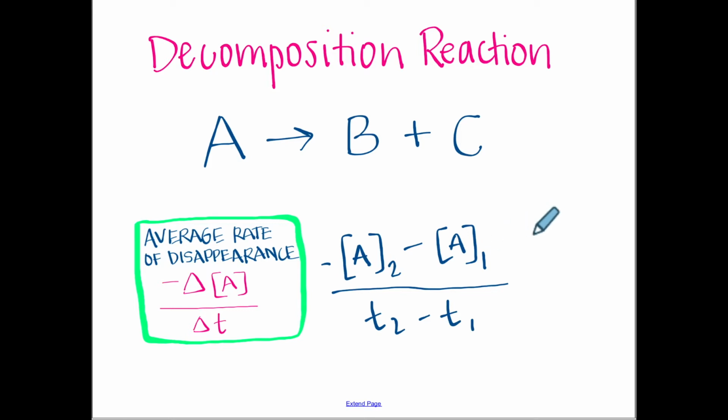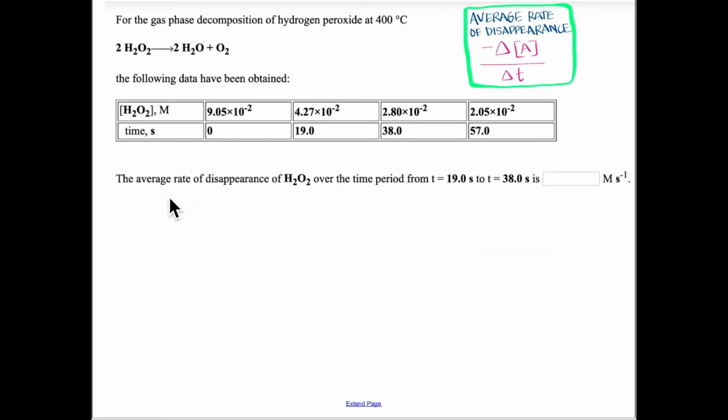The units for our molarity and the units for time can be seconds or minutes or hours, depending on the data you're given. So for this specific problem, it's asking us to find the average rate of disappearance of the hydrogen peroxide over the time period from 19 seconds to 38 seconds. So we're going to call 38 seconds our T2 and 19 seconds our T1, which makes this the concentration 2 and this the concentration 1. So we will plug things into this equation.